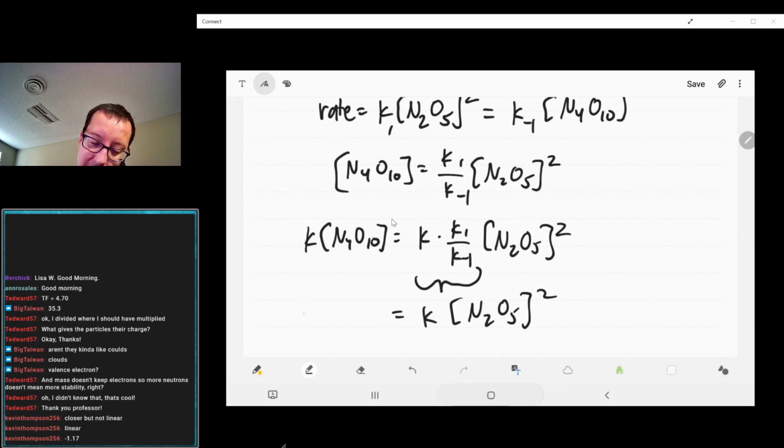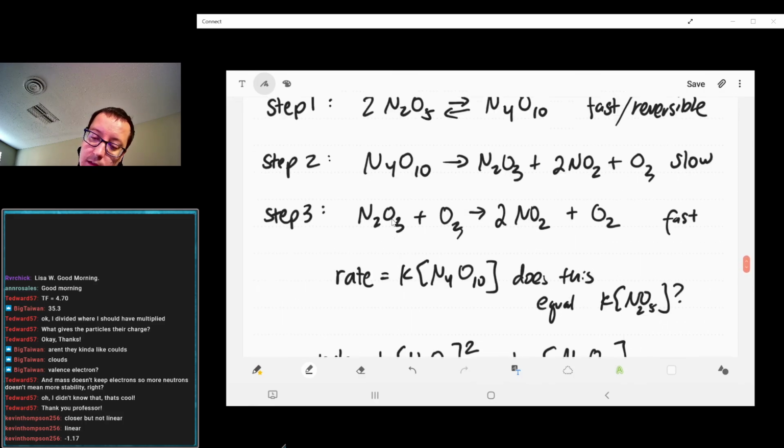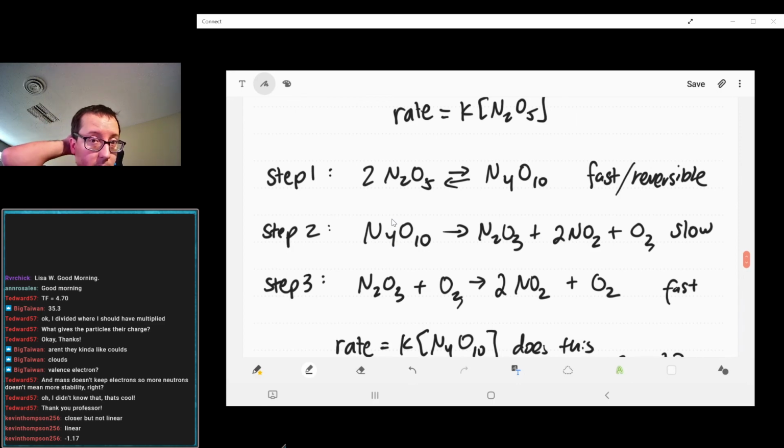Is that the same thing as this? No, it is not. So by manipulating our original equation, we see that we get something that does not agree with the experimental rate law. And as a result, we can say that this is not an acceptable mechanism for this reaction. So this tells us that this mechanism is invalid.